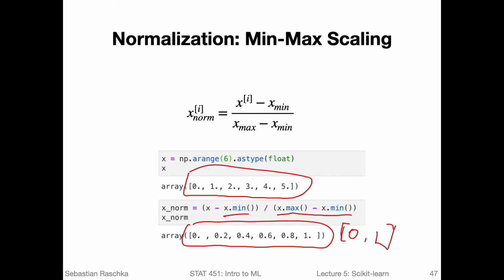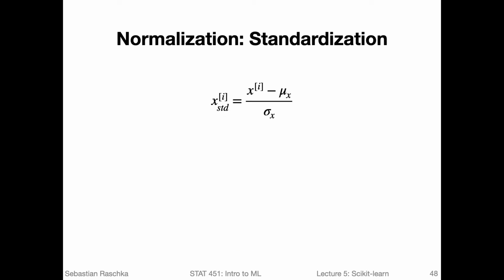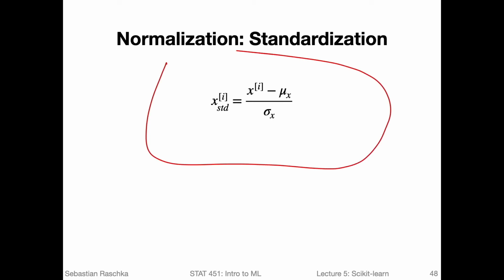So that is one way of normalizing. Another common data normalization approach is standardization. You probably have seen something like that in the other statistics classes you took before. Here, this looks kind of like the z-score computation, right? When we have a normal distribution and we want to convert from a normal distribution into a standard normal distribution. So that's the same concept here.